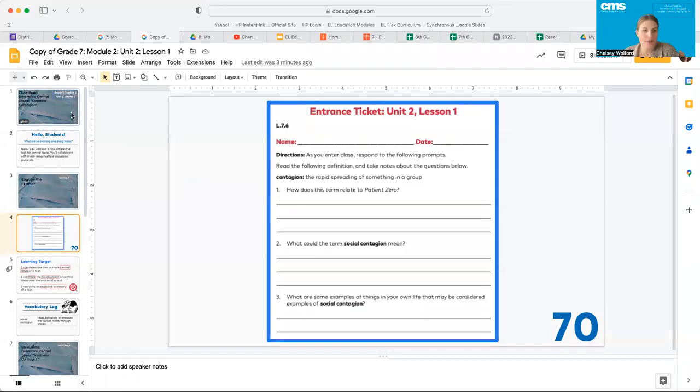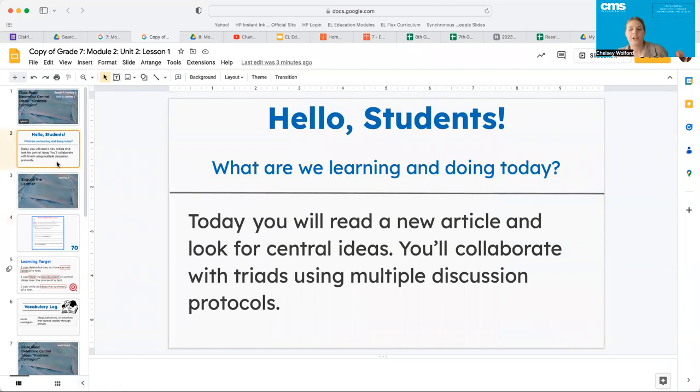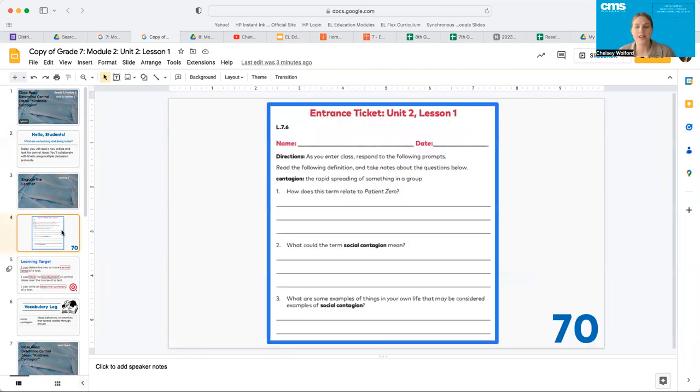We are ready to jump into Unit 2. Today, you're going to read a new article and look for central ideas. You'll collaborate in groups of 3 using multiple discussion protocols. Before we do that, you guys have an entrance ticket.